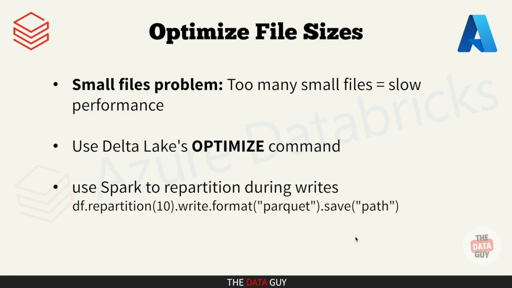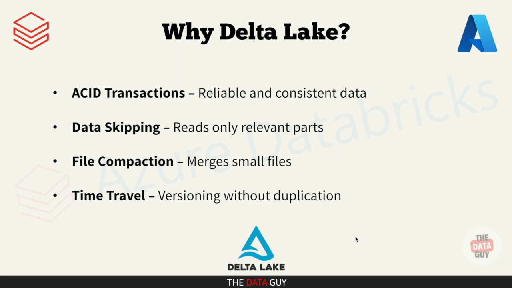Next one is optimize file sizes. Beware the small files problem. Too many small files can slow down the performance. Now, here is how to fix it. You can use Delta Lake's optimize command to merge small files, or you can use Spark to repartition during writes. Now, why Delta Lake? Because Delta Lake does it all: ACID transactions, file compaction, data skipping, and even time travel. It's the Swiss Army knife of storage in Azure Databricks.